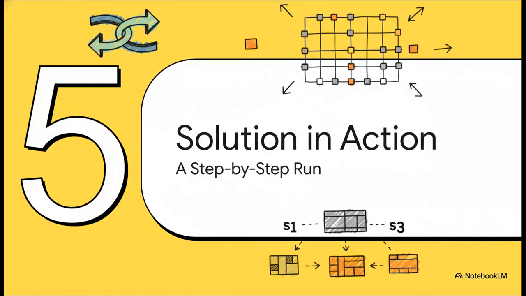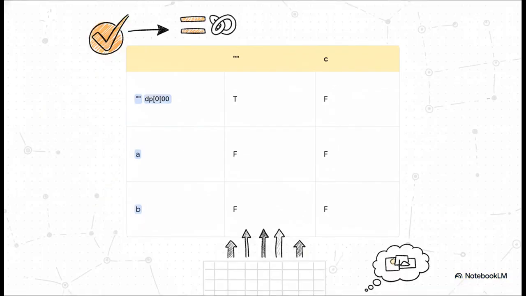Okay, talk is cheap. Let's actually watch this thing get built with a nice simple example. We'll use S1 as AB, S2 as C, and we'll check if they can form S3, which is ACB. So we start with our empty grid. The very top left cell represents using an empty S1 and an empty S2 to form an empty S3. Well, can two empty strings form an empty string? Of course. So we mark that one T for true. Everything else starts out as false.